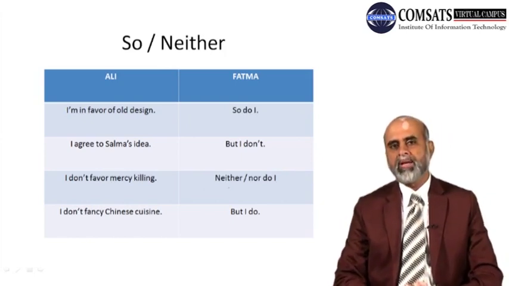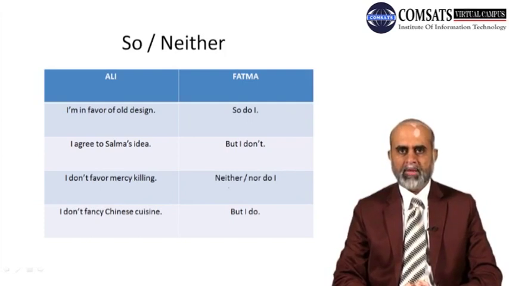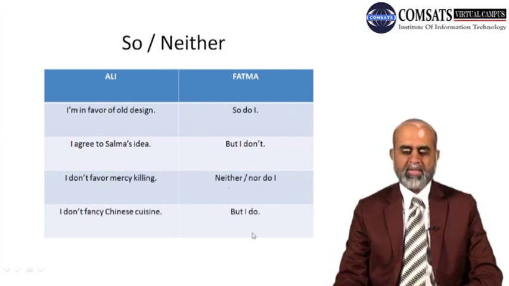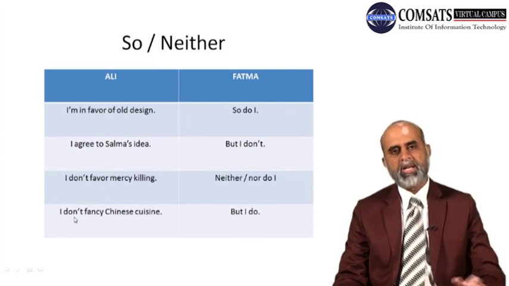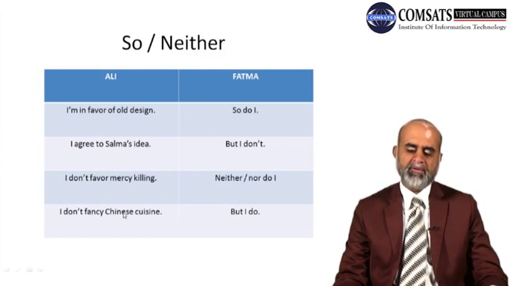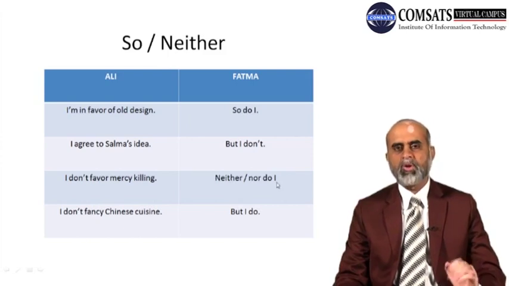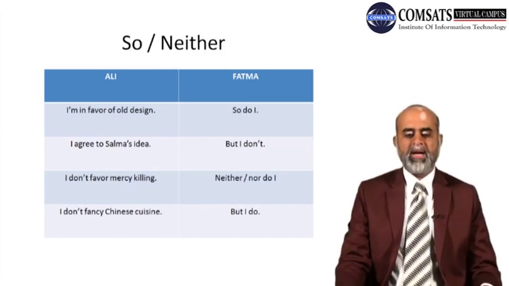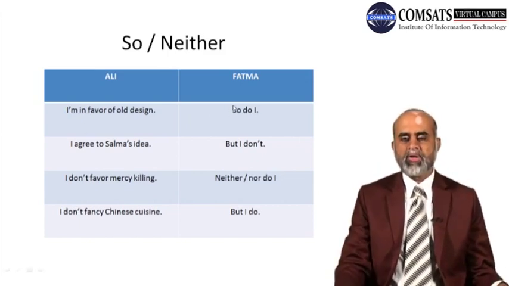For example, now I'm going to make some negative statements, and if you agree with me, that means if you share my negative opinion, then you would say nor do I or neither do I. Otherwise you can say but I do. For example, I don't fancy Chinese cuisine. This is a negative statement. With a negative statement, if you have a difference of opinion, you will say but I do. If you share the same opinion, you will say neither do I or nor do I. So in other words, if both Fatima and Ali are in favor of something, they will say so. If both of them negate something, they will say neither or nor.